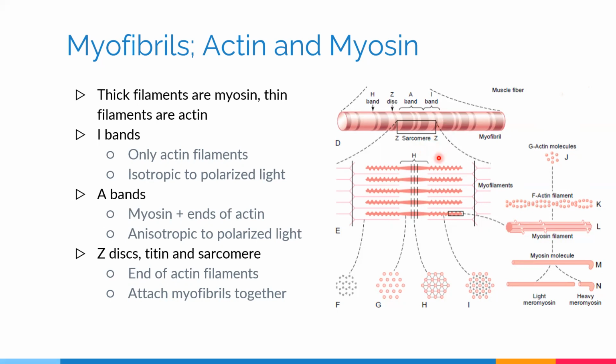I bands are the conglomeration of only the actin filaments themselves, and as we can see, as the actin filaments are the thinnest out of the two, I bands are also very thin. Further, the I bands are isotropic to polarized light. So, what does this mean?